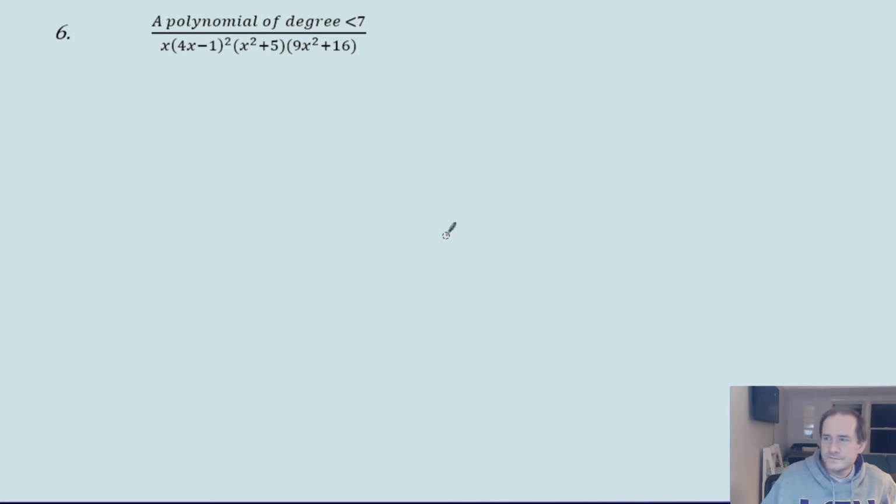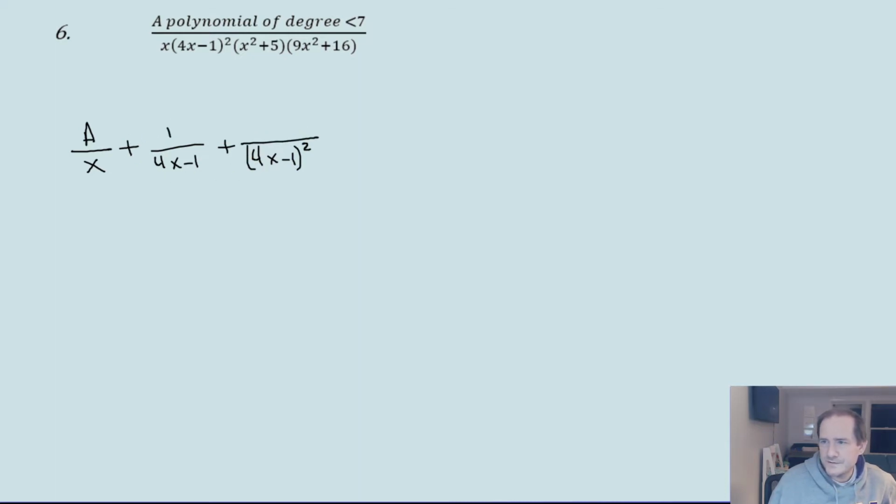Here's another one, another annoying one. I'm going to need a fraction with an x and an a. I'm going to need a fraction with a 4x minus 1. I'm going to need another fraction with a 4x minus 1 squared.